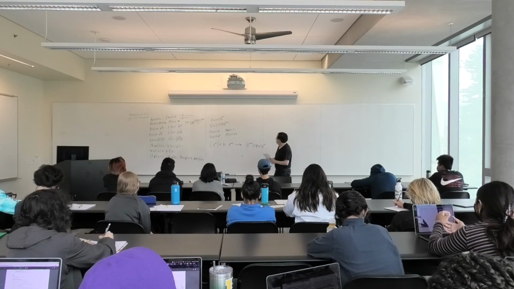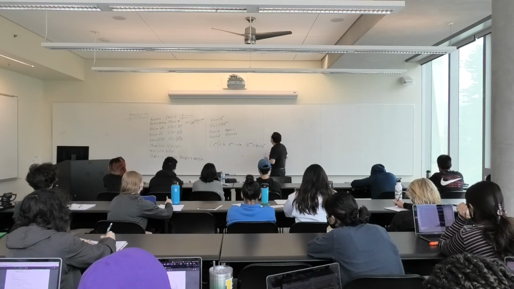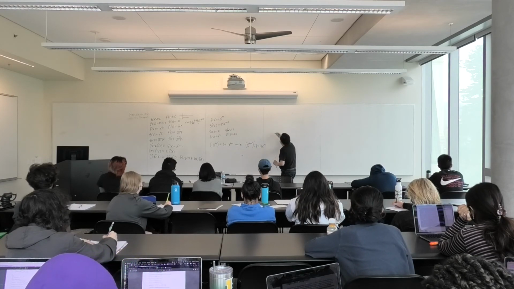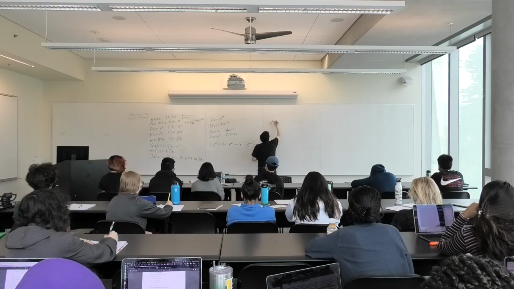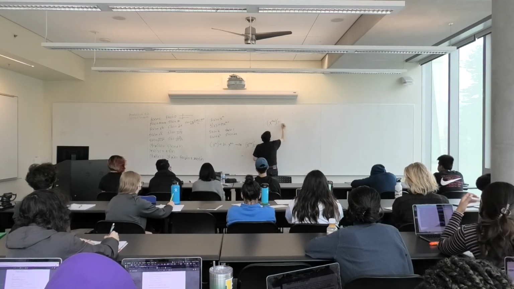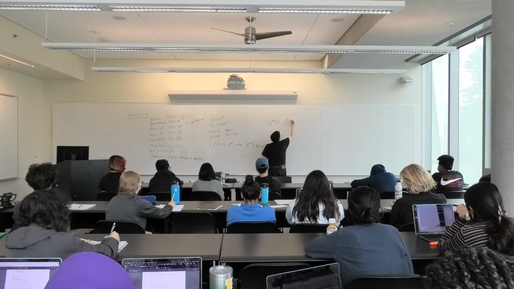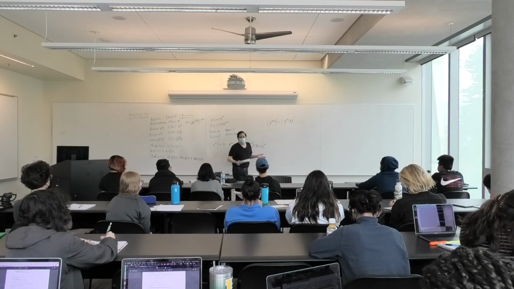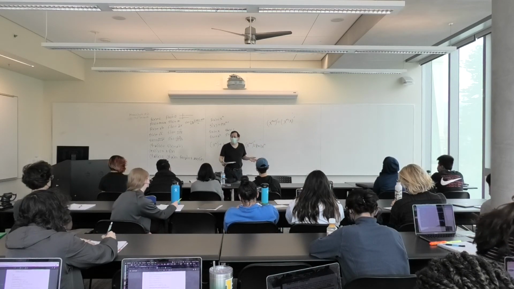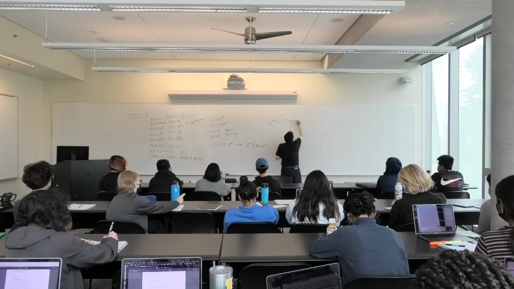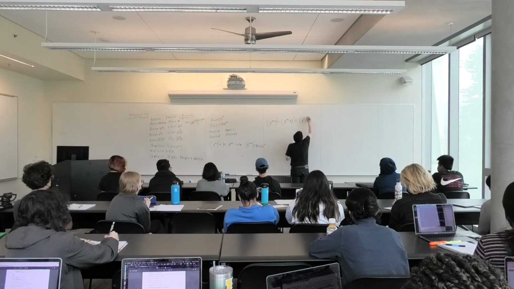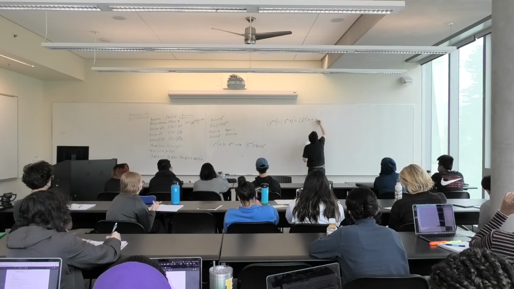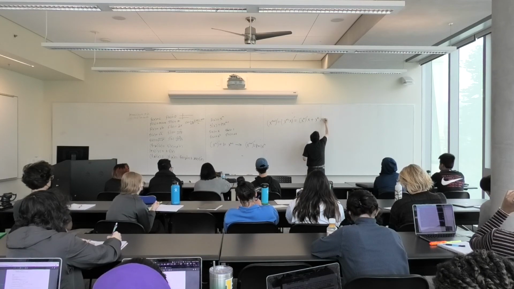Well, let's take a look at this. We want to find out what the derivative of x to the n plus 1 is, which we can write as x to the n times x. Well, now we have a product rule that tells us how to do that, right? It's the derivative of x to the n times x, plus x to the n times the derivative of x.